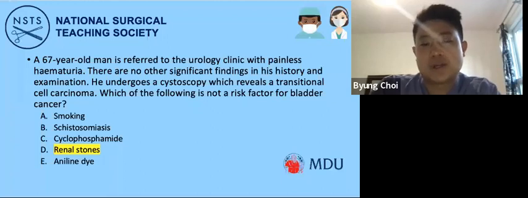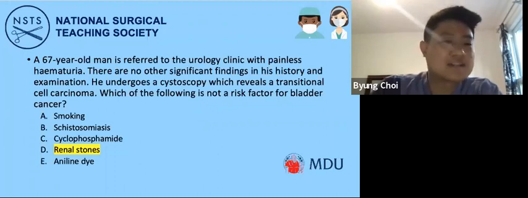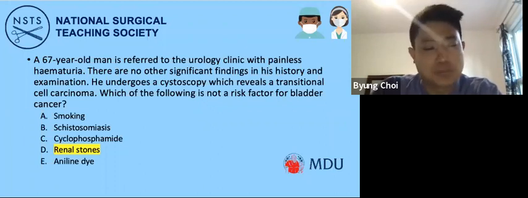All right, so risk factors for malignancies here, talking specifically about bladder cancer. Now, smoking, obviously, is going to be a risk factor for pretty much all malignancies. So it's unlikely to be A.